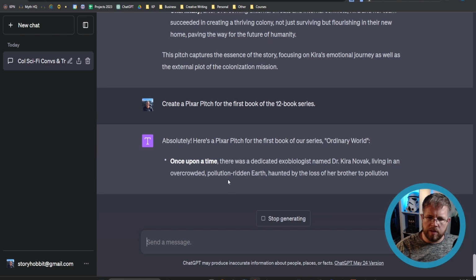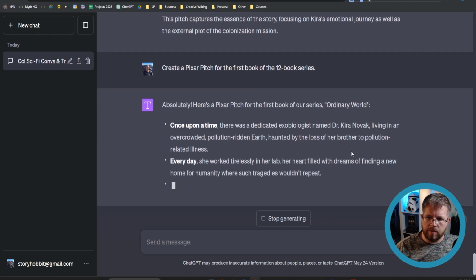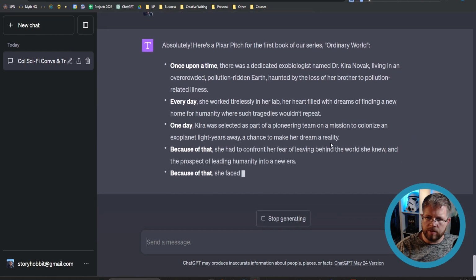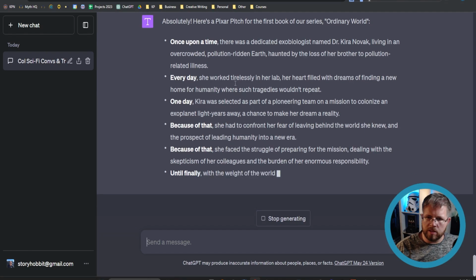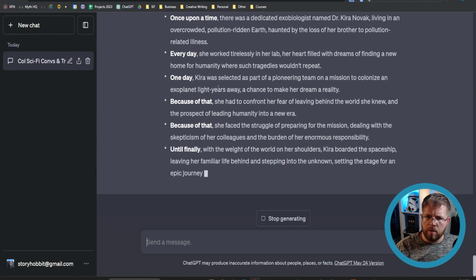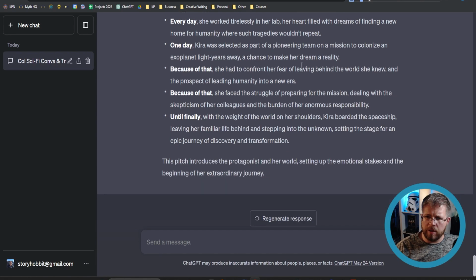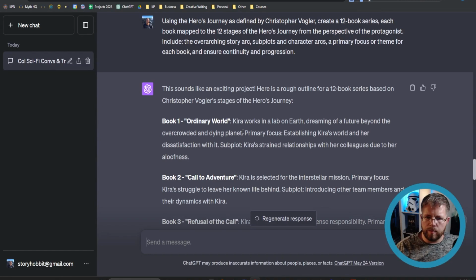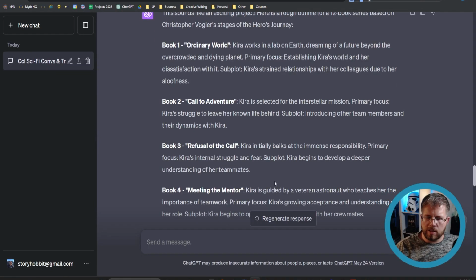Once upon a time, there was a dedicated exobiologist named Kira Novak living in an overcrowded, pollution-ridden Earth, haunted by the loss of her brother to pollution-related illnesses. She worked tirelessly. One day, she was selected as part of a pioneering team. She had to confront her fear, leaving behind the world she knows. She faced a struggle, the weight on the world, boarded the spaceship, leaving her family life behind and stepping into the unknown.